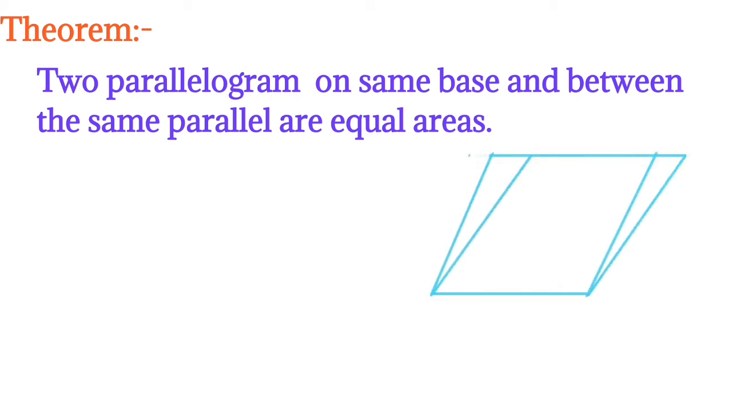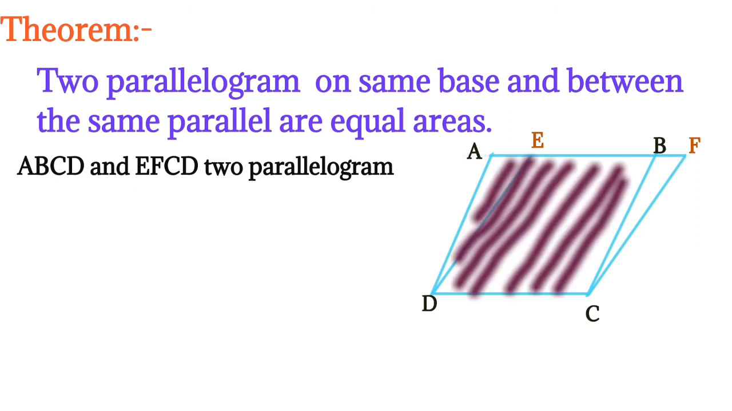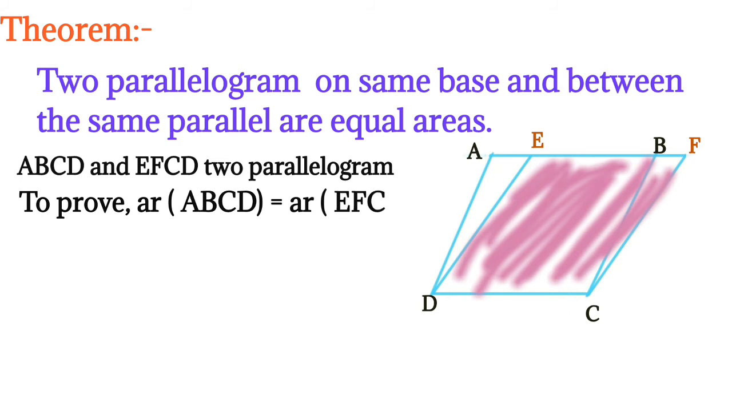Given two parallelograms that are on the same base and between the same parallel, ABCD and EFCD are two parallelograms. AF and DC, we can see those are the parallel lines. EF lies on the AB line, so they are between the same parallel. DC side is the base. We have to prove area of ABCD, one parallelogram, is equal to area of another parallelogram, EFCD.